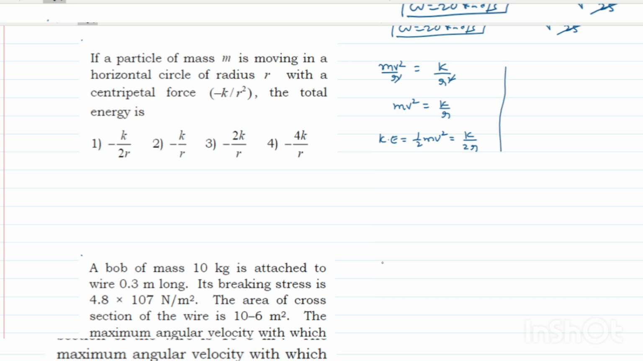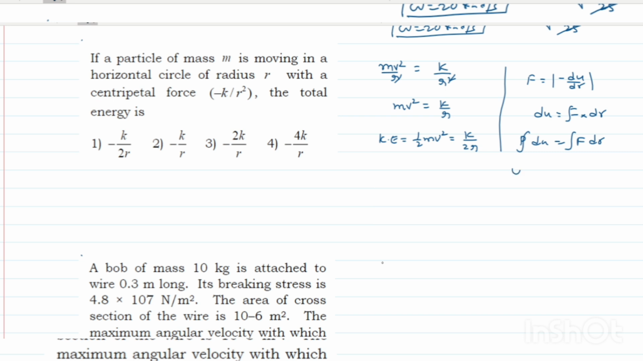Now let us talk about the potential energy. There is a relation between force and potential energy. Here you can take F equal to minus dU by dr. So dU, in the sense here, magnitude alone you can talk, will be equal to F into dr. Potential energy when you require, integral dU will be equal to integral F into dr.